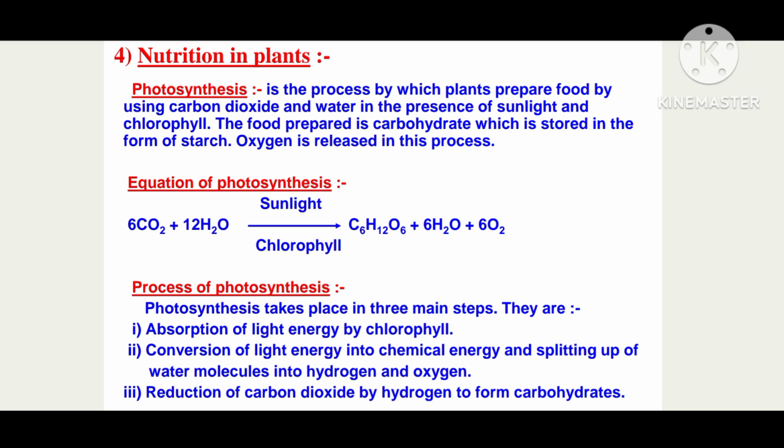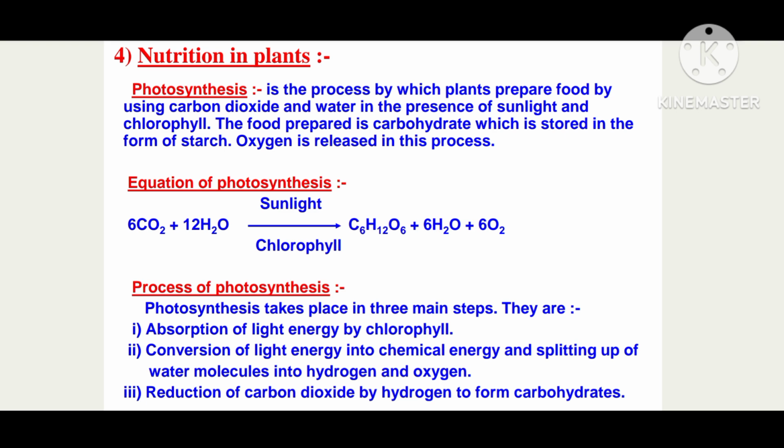Okay, how does the process of photosynthesis take place? Let us learn step by step. Photosynthesis takes place in three main steps. Those are what? Absorption of light energy by chlorophyll. With the help of the chlorophyll, they will absorb the sunlight. Then conversion of light energy into chemical energy and splitting up the water molecules into hydrogen and oxygen. Then reduction of carbon dioxide by hydrogen to form carbohydrates.